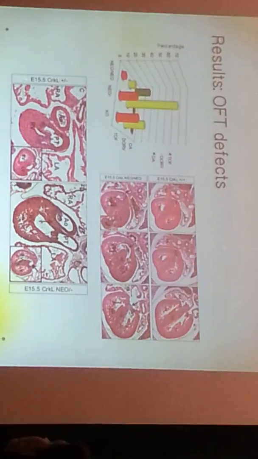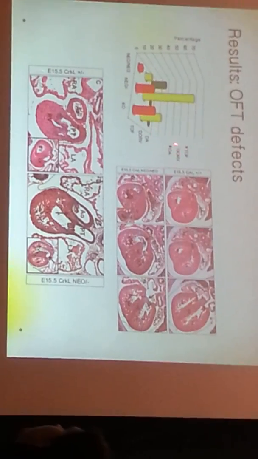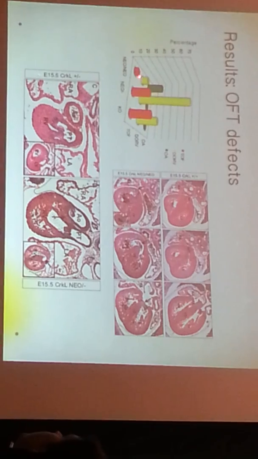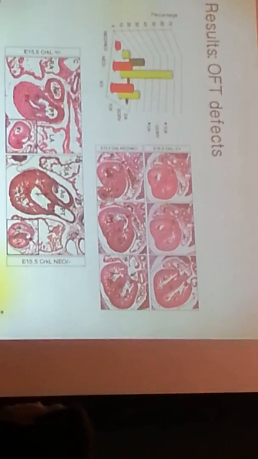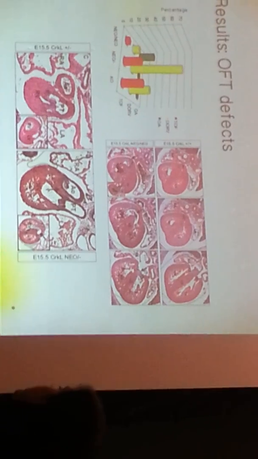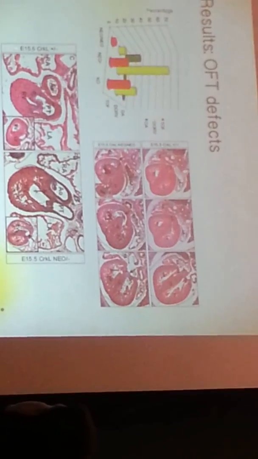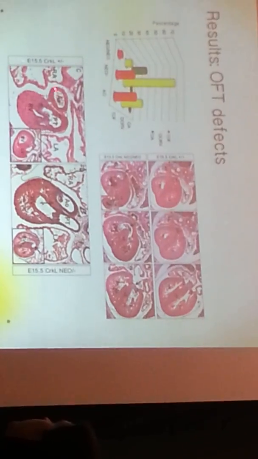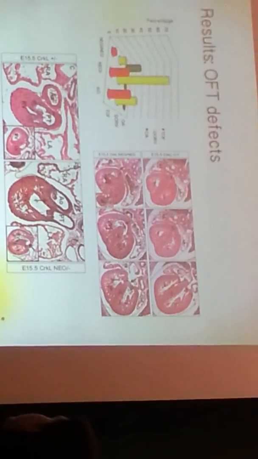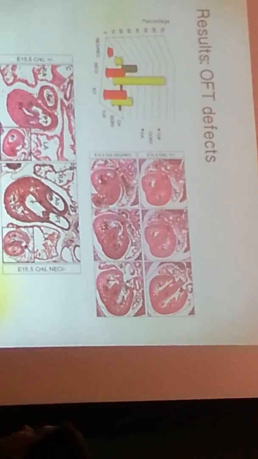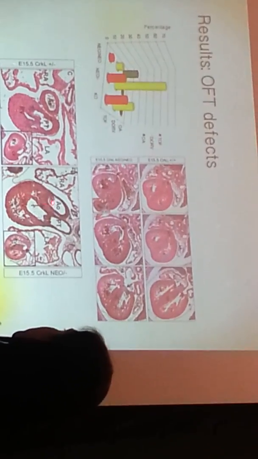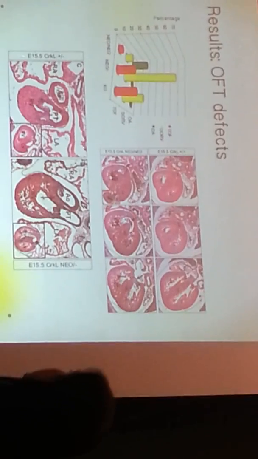We have also seen another defect, the double outlet right ventricle. That is the yellow column, where it happens more often in the neo-minus combination. And here is one of the controls, the het, compared to the neo-minus. You see here is the aorta, this is the pulmonary trunk, the right ventricle. What is happening in the double outlet right ventricle is that the two arteries, the aorta and the pulmonary trunk, are connected to the right ventricle. This is also associated with the VSD, that is the ventricular septal defect.